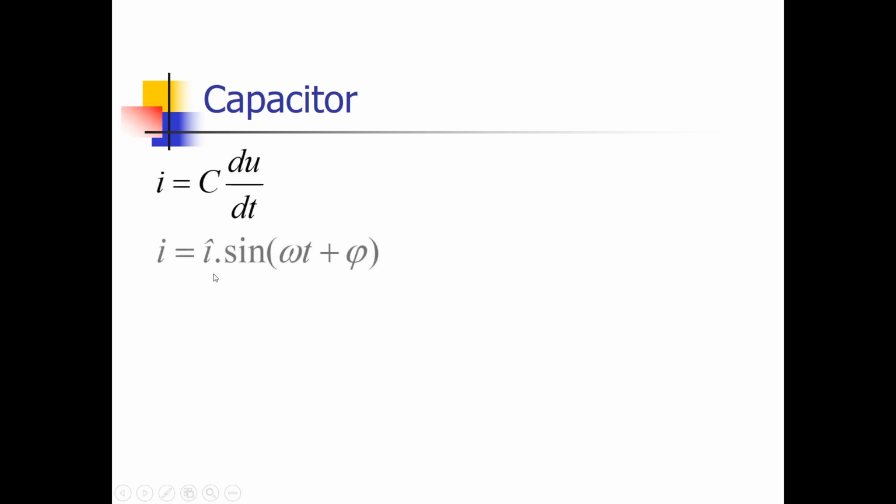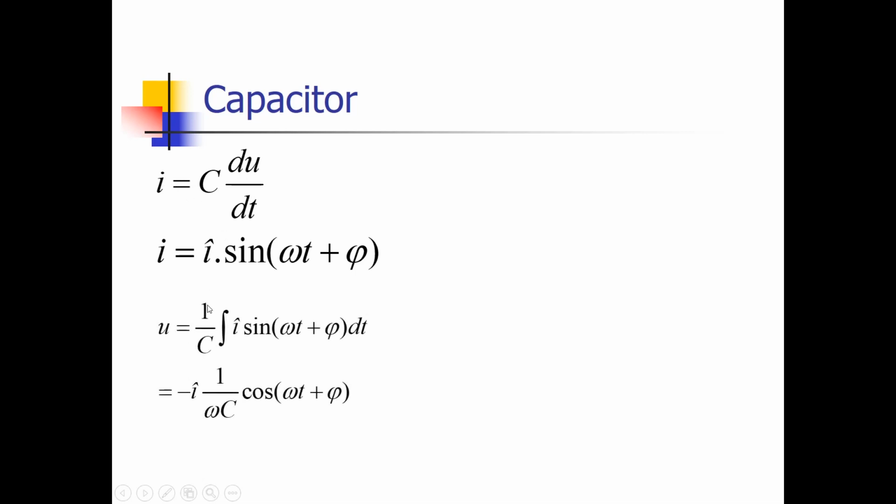And when I is I top times sine of omega times t plus phi, we can define U by solving this equation. We can say I over C is du/dt, and U is the integral of I over C with respect to time. So then we get U is 1 over C times the integral of the complete current expression, which is over here. Well, let's work that out.